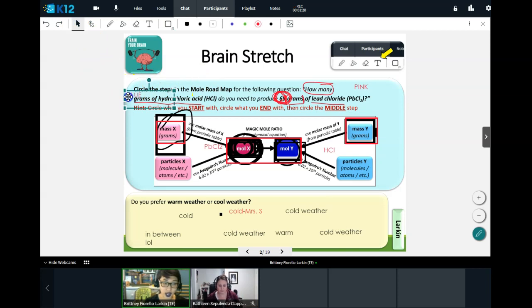Smiley face emojis in the chat if you're feeling more comfortable with this. Looks like most of us got it perfectly the first try, so that's awesome. We should be getting more and more practice with this.